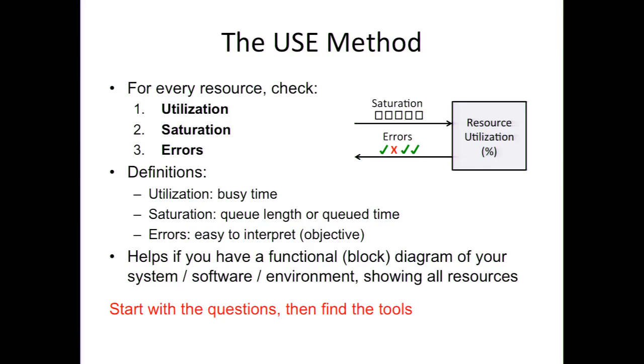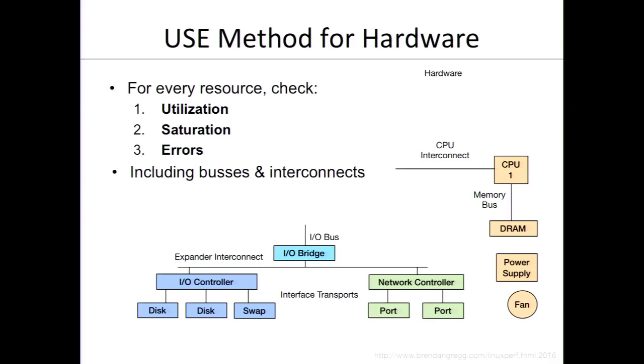It also poses the questions first before you're reaching for the tools. So you're less likely to have blind spots. Or at least you know where you've got the blind spots because you know that there's no way to measure this thing. So a functional diagram might look like this. So for each of these things, including the buses, how do we measure utilization, saturation, and errors?